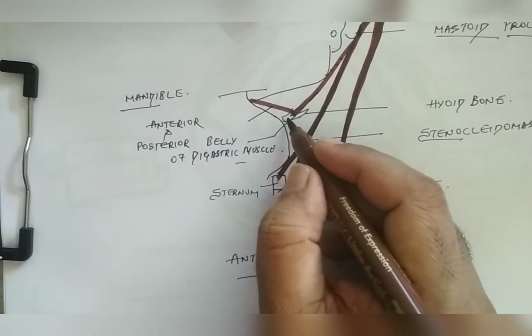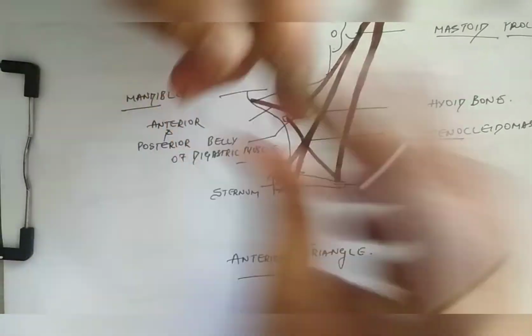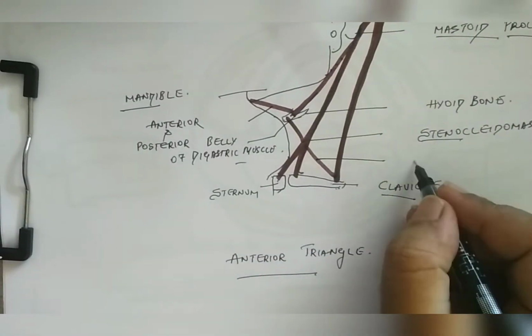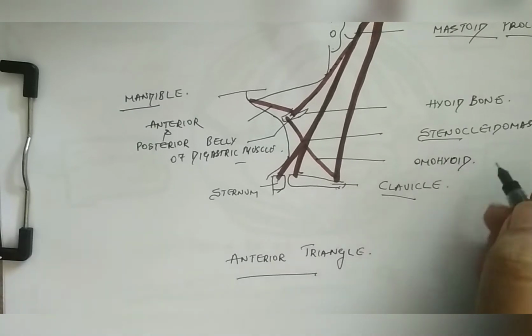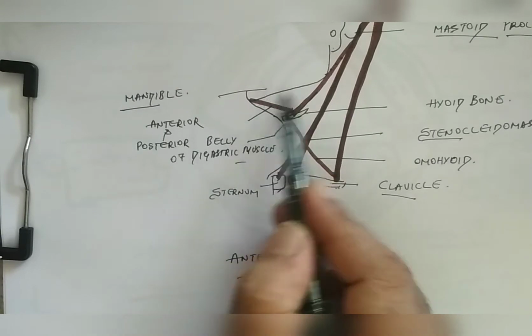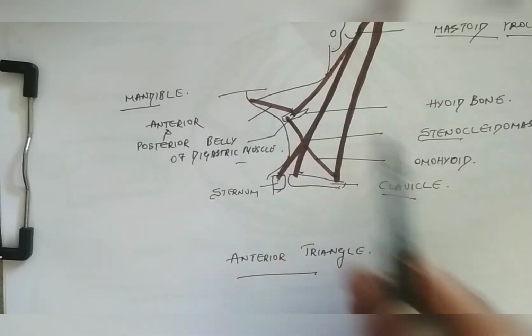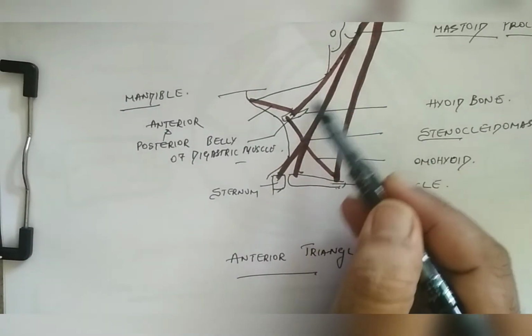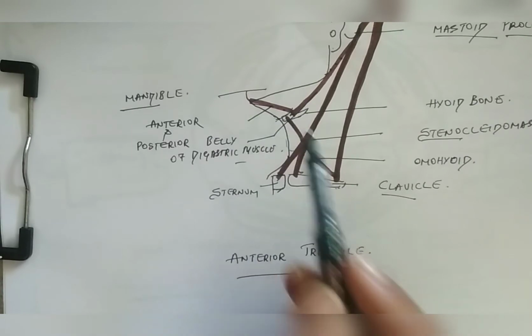Here we will be getting one more muscle, that is the superior belly of omohyoid. What is this muscle? Omohyoid muscle. This is the superior belly and inferior belly of omohyoid. So the anterior triangle is subdivided into the digastric triangle, the carotid triangle, the muscular triangle and the submental triangle.